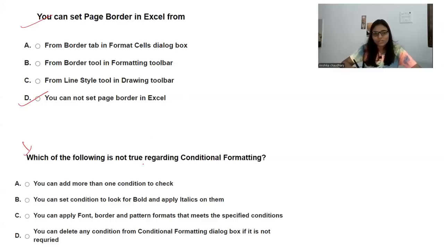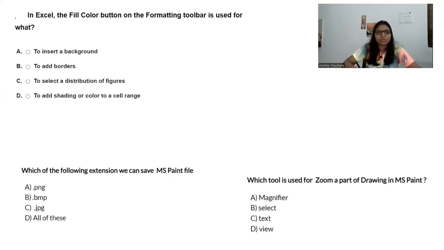The next question is, which of the following is not true regarding conditional formatting? You can apply a font, border, and pattern format that meets the specified conditions. Yes, it is. So option number B will be the correct answer, that you can set a condition to look for bold and apply italics on them. This is not true. We cannot set the condition for checking whether a particular font or text is bold or italic. For this, we cannot set conditional formatting. So it will be the correct answer for this particular question. Right, so let's move on to the next question.